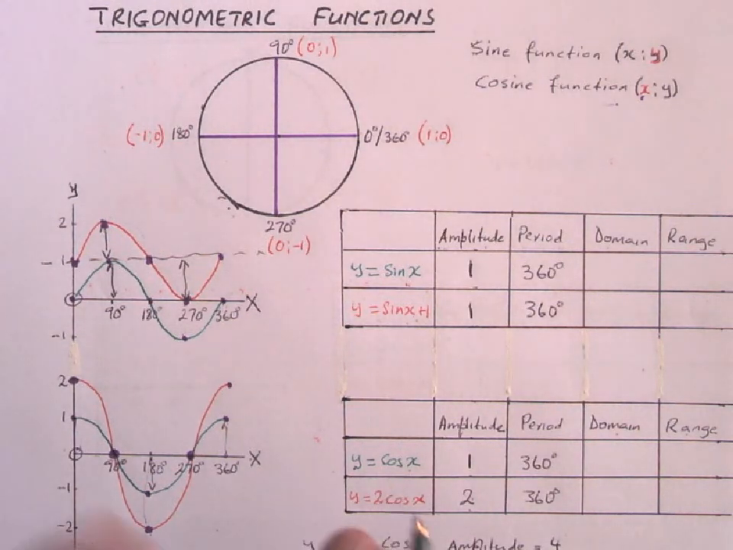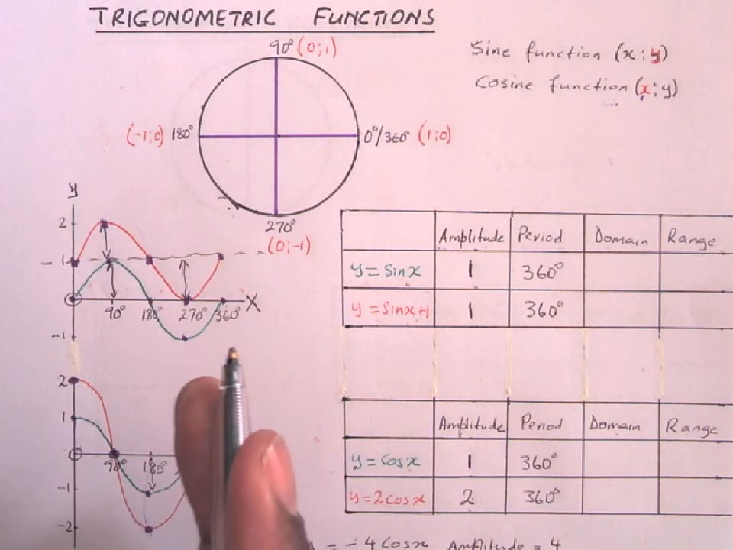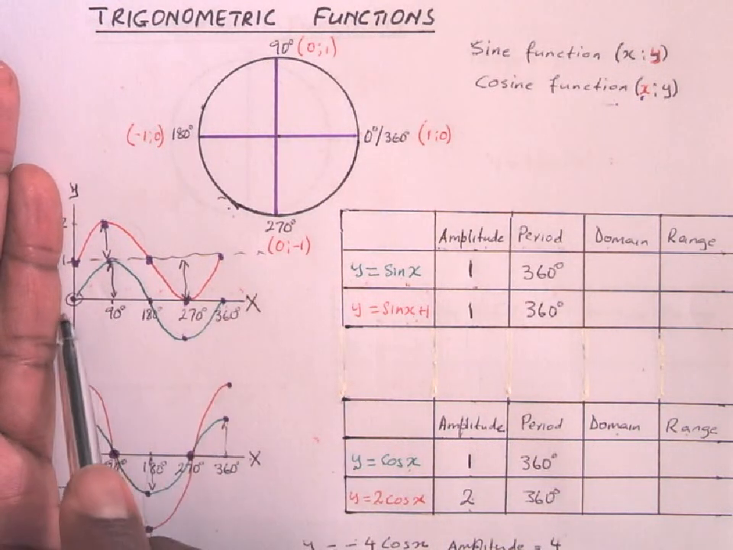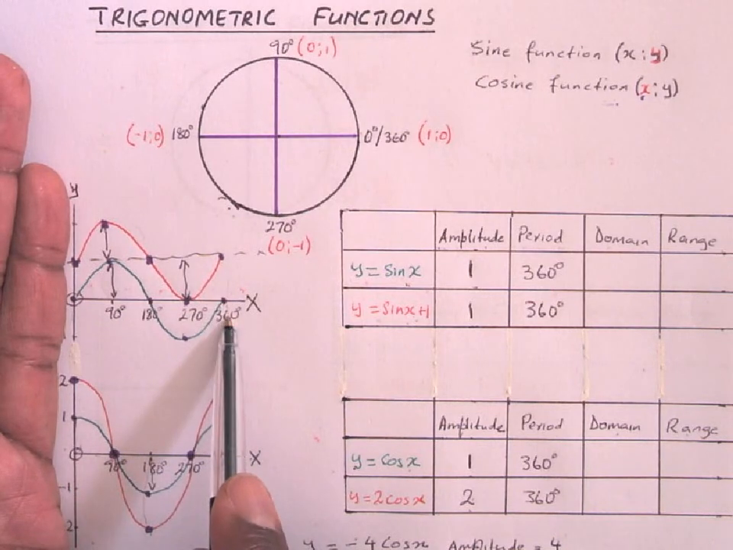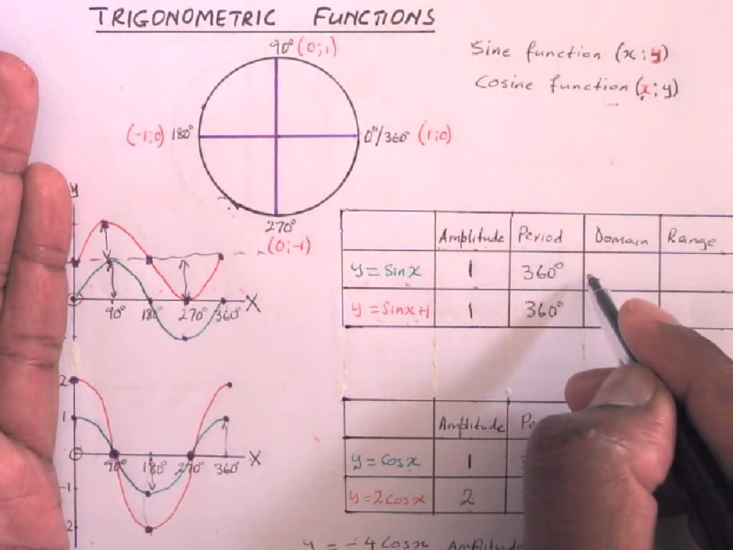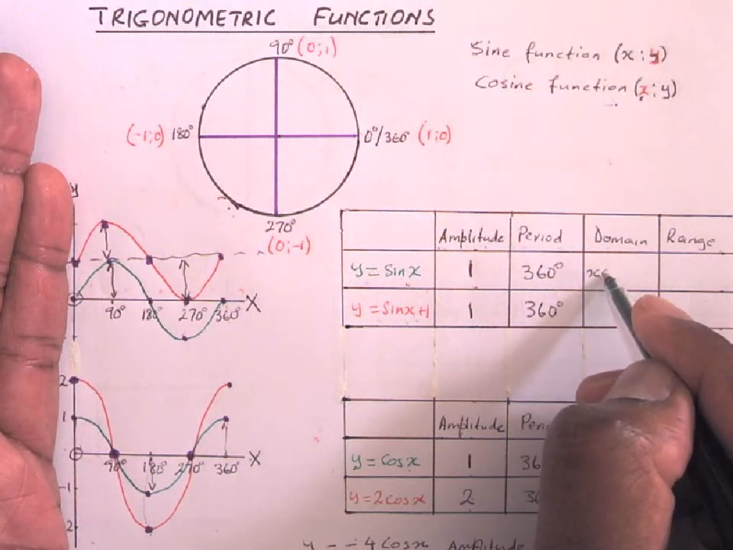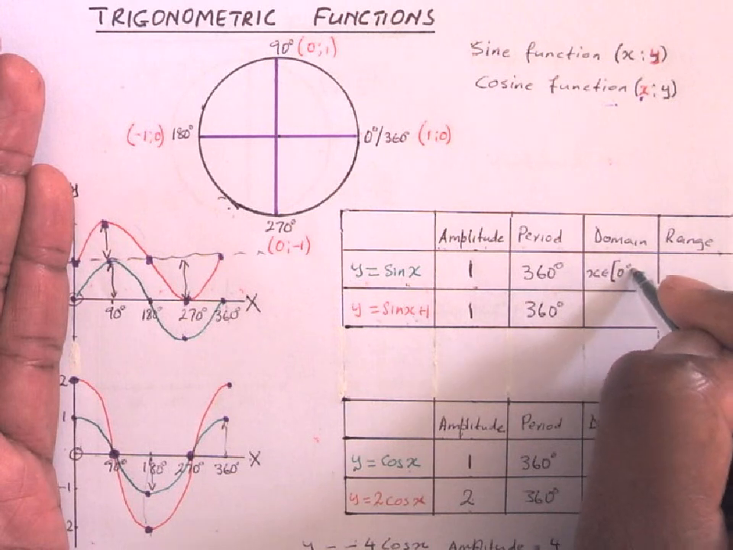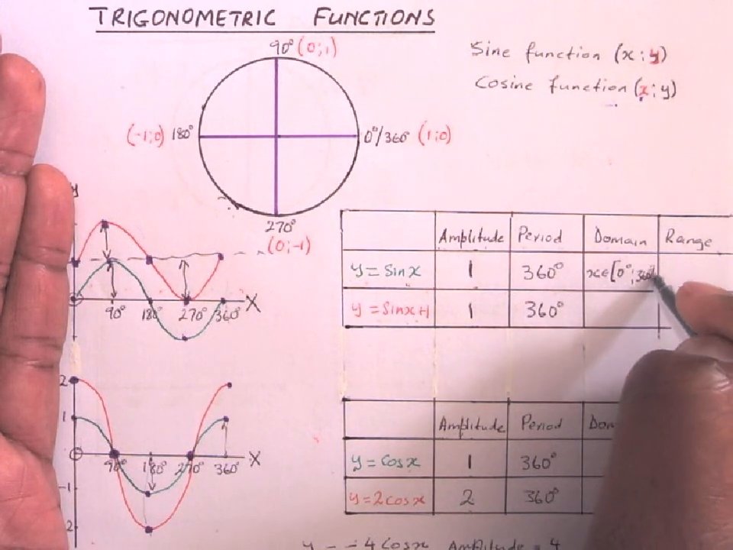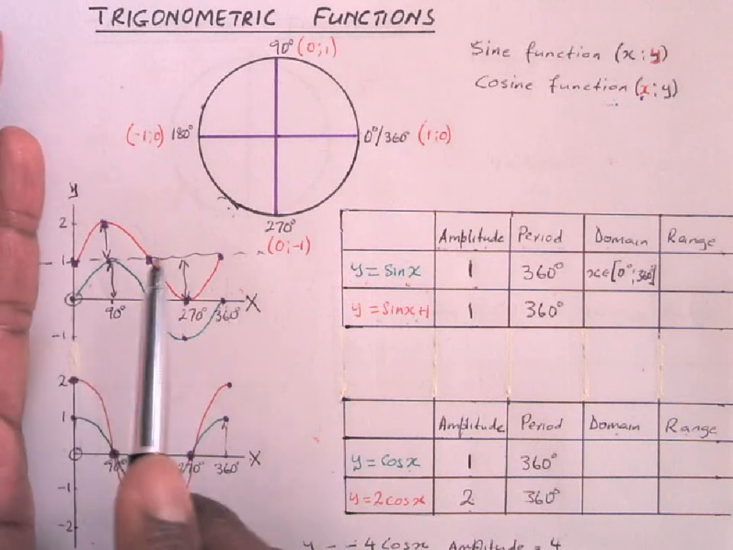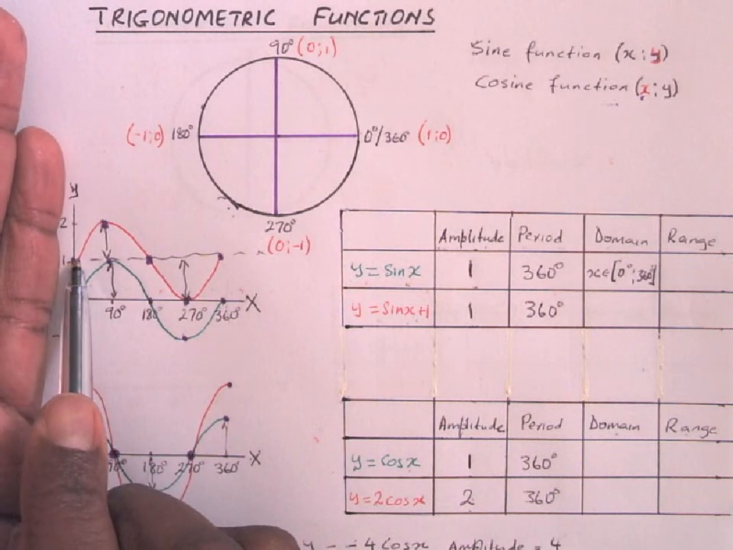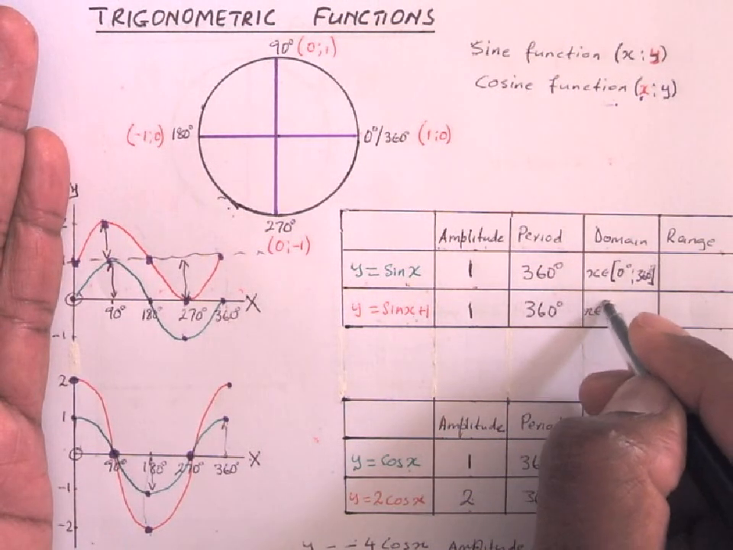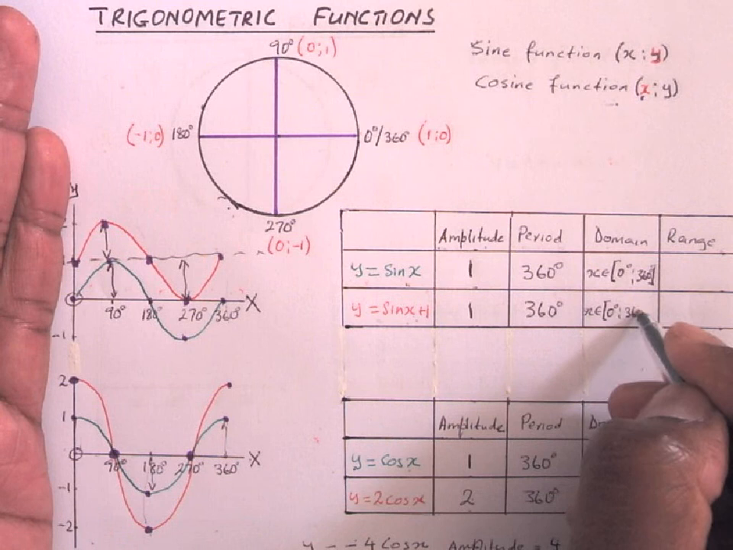The domain are the x values that the graph can take. If you look at this green graph here, it can take all the x values starting from 0 to 360 degrees. Therefore, we say that the domain is: x is an element of 0 until we stop at 360 degrees. Let's look at the red one. What is the domain? The x values this red graph can take are from 0 to 360 degrees. So x is an element of, starting at 0, we end up at 360 degrees.